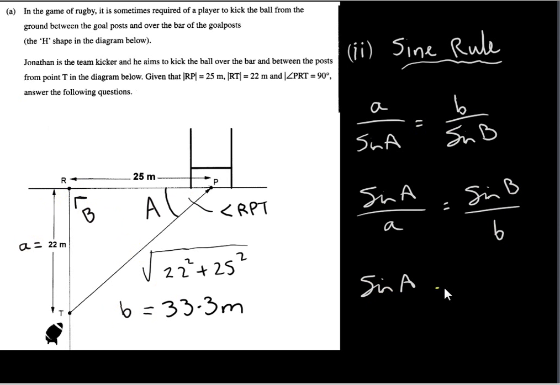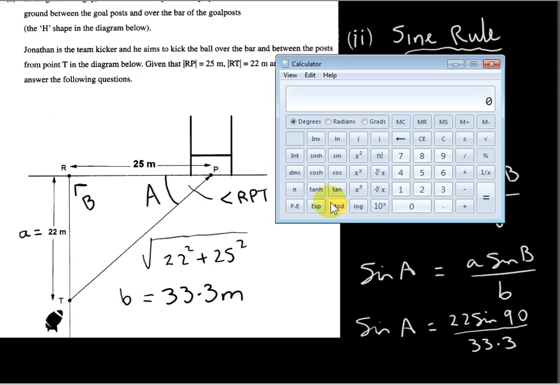Multiply both sides by small a. So multiply this by small a, a's cancelled, we get sine of A. Multiply the right hand side by small a, we get a sine B over b. So we just plug in for small a, that's 22. Capital B is 90, small b is 33.3. Now, if you don't know already, the sine of 90 is actually 1, but I'll just show you that.